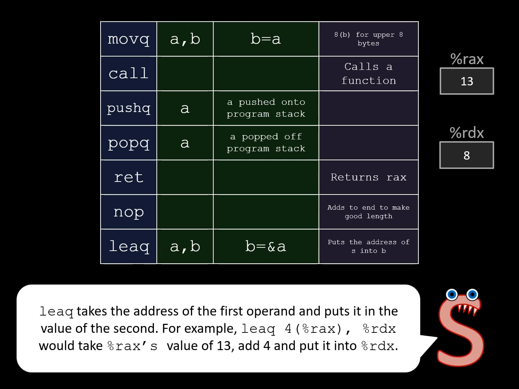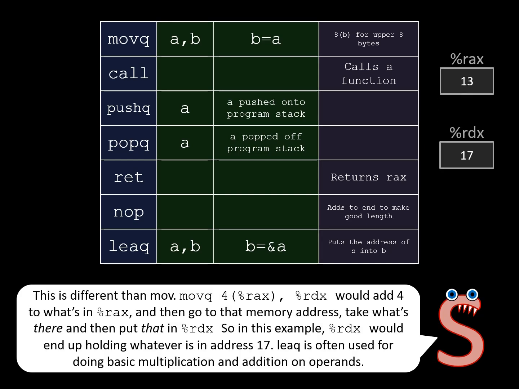LEAQ takes the address of the first operand and puts it in the value of the second. For example, LEAQ 4(%RAX), %RDX would take %RAX's value of 13, add 4, and put it into %RDX. This is different than move.